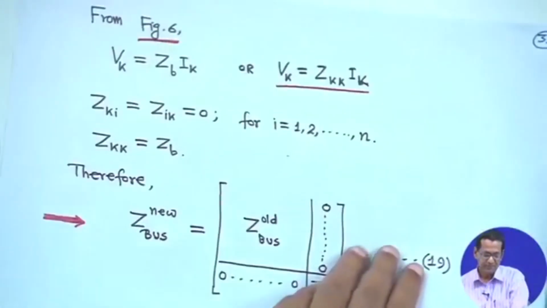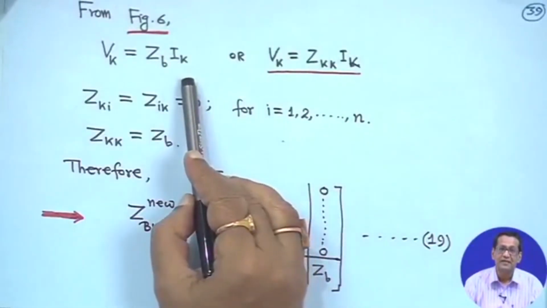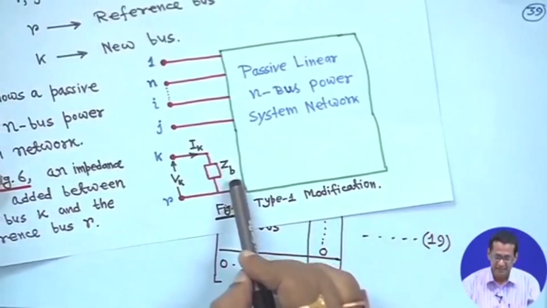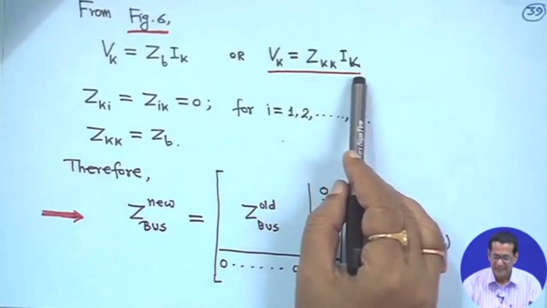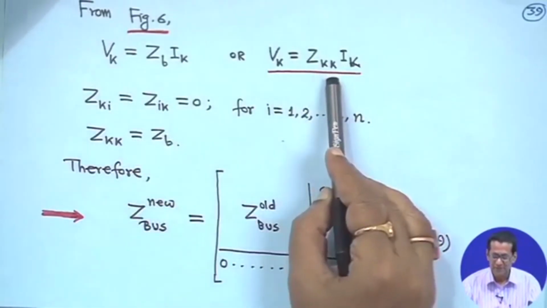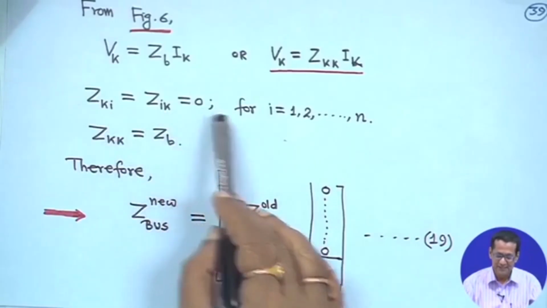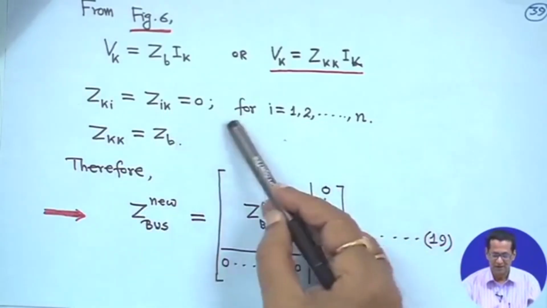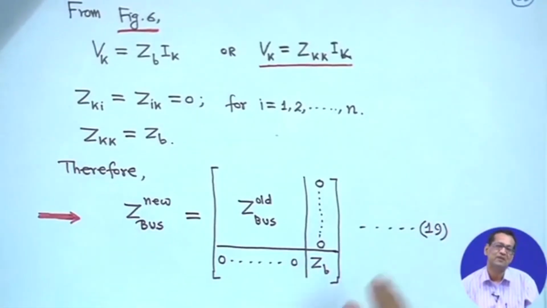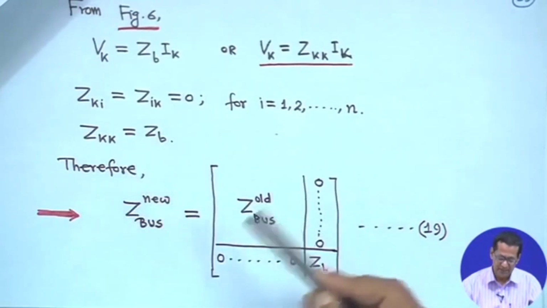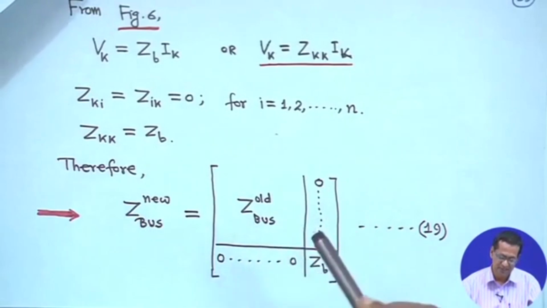So from this figure, Vk is equal to Zb into Ik. Instead of Zb, since it is a branch impedance added, we can write Vk is equal to Zkk into Ik, because Vk and Ik are here. Better notation is Zkk, but as k is not connected anywhere else, Zki is equal to Zik is 0 for i is equal to 1 to n. So, all other Z's are 0, you need not consider them in the mathematical equation. That means Zkk is equal to Zb, and the order of your Z matrix has increased by 1.